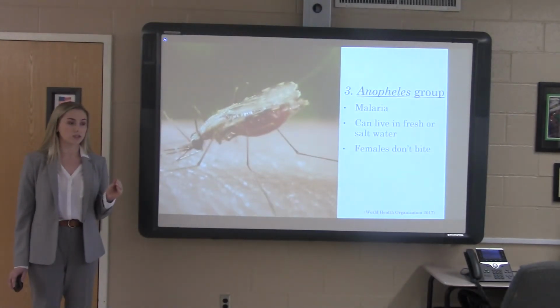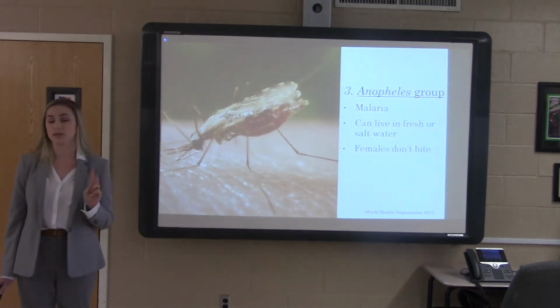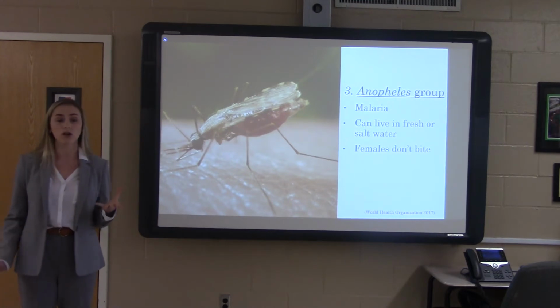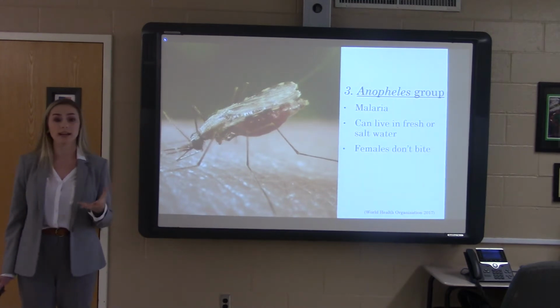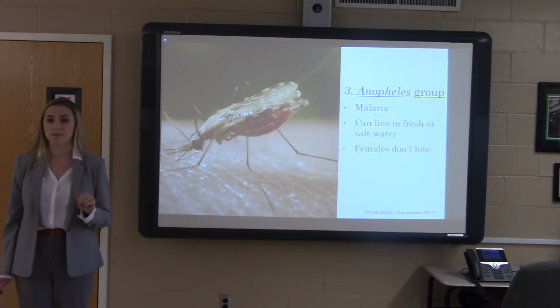Lastly is the Anopheles group. Anopheles are the biggest transmitters of malaria. They have 2 interesting facts. The first being that they can survive in more versatile waters, fresh and salt, making them more prevalent in more environments than other species. Also, the females do not bite.